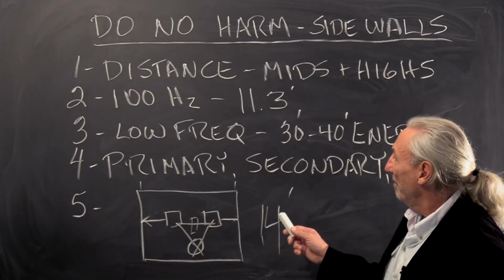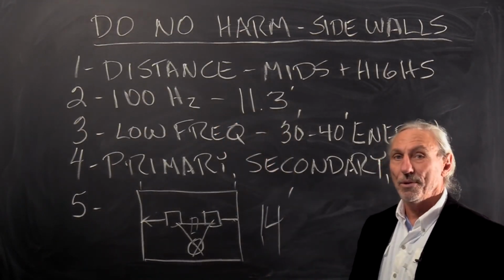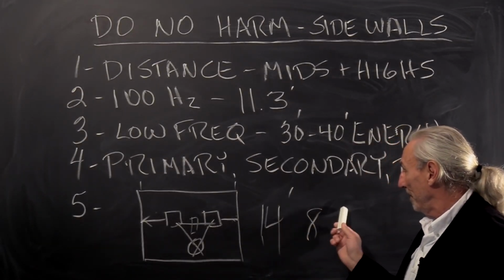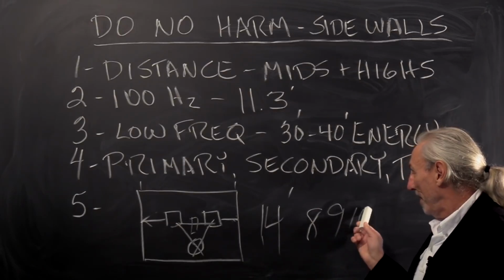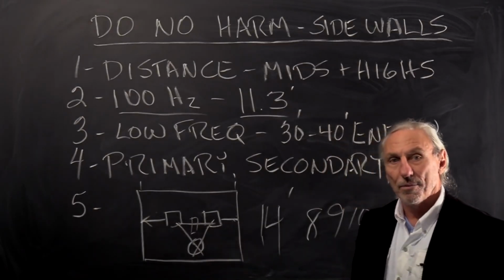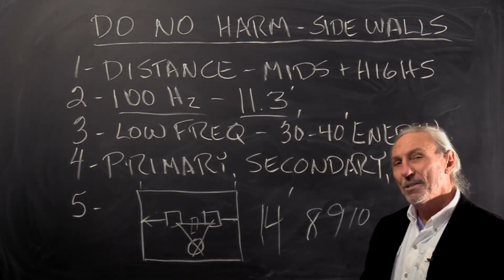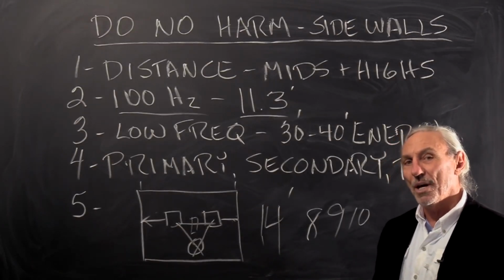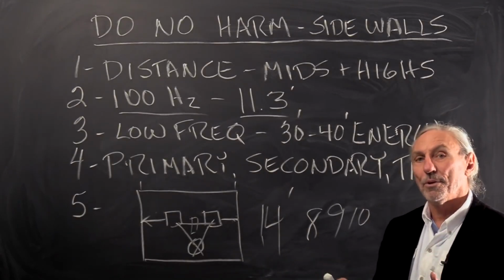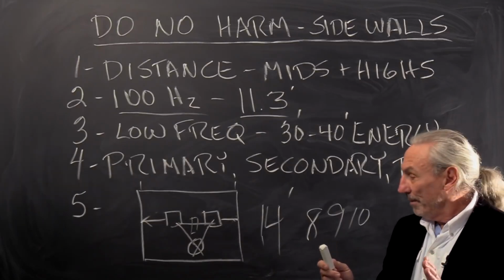Another thing you have to remember is 100 cycle energy is 11.3 feet long. So you guys that have these 8 foot, 9 foot, 10 foot wide rooms, you're going to have problems from 100 cycles and up, maybe 90 cycles and up. And that's tough because the treatment that you have to use to manage those is thick. So the lower the frequency of the problem based on dimension, the thicker the treatment requirements.